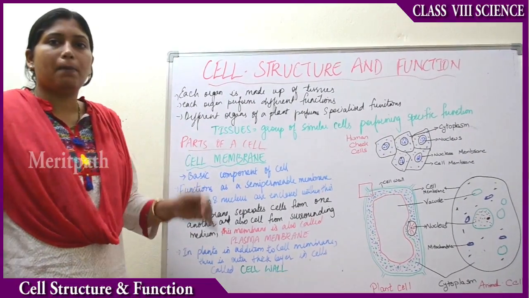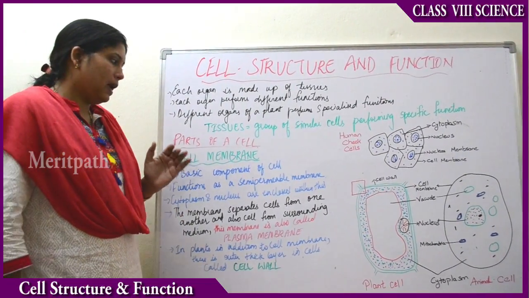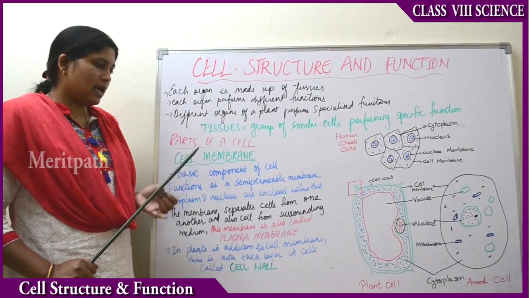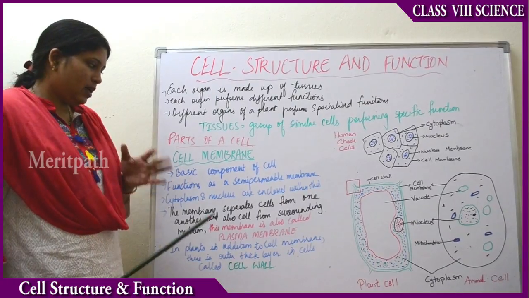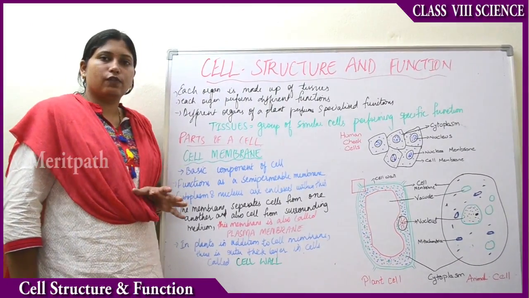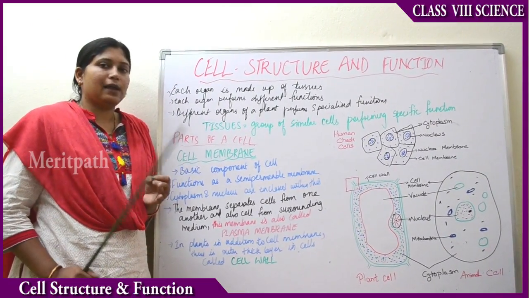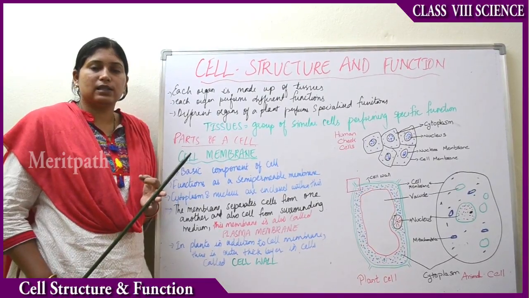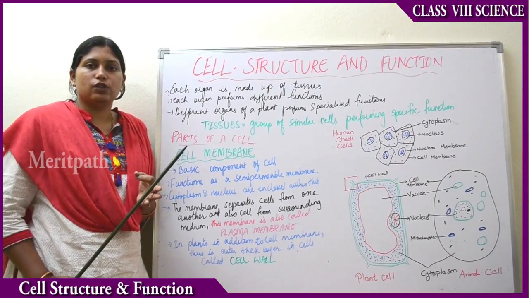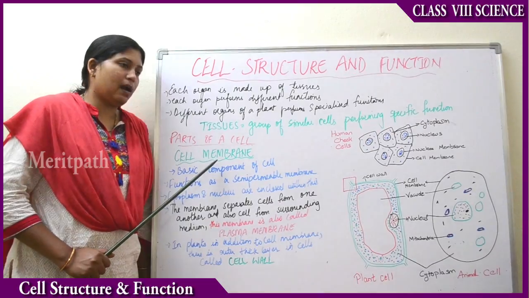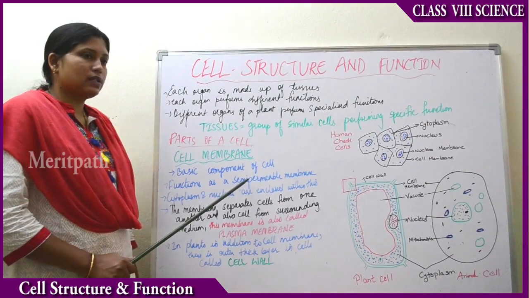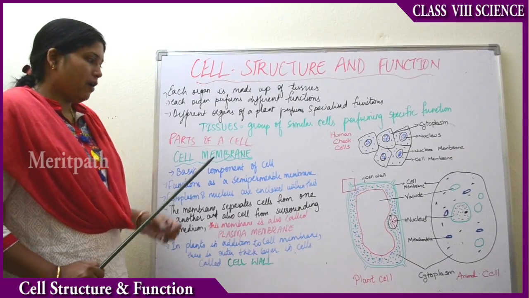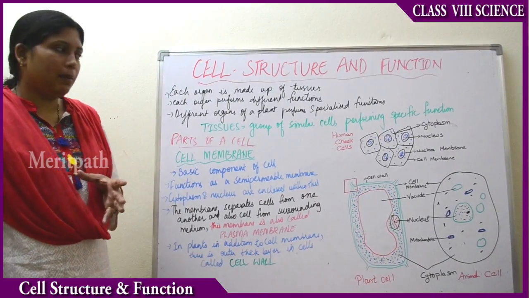Next, moving on to the parts of the cell. The main parts of the cell are cell membrane, cytoplasm and nucleus, and these form the basic components of a cell. So first part is cell membrane. Cell membrane is the basic component of the cell. It functions as a semi-permeable membrane.